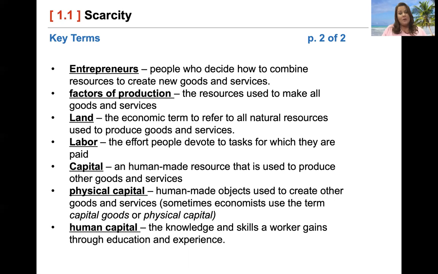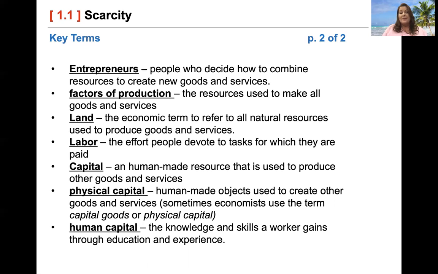Now, capital is everything that's not land and labor. It's a human-made resource that's used to produce other goods and services. So, for example, this pen here could be capital because I'm using it to write and produce other things. My laptop is capital because I'm using it to provide instruction.